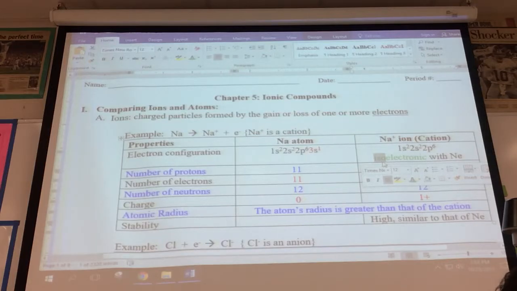Isoelectronic means the same electron configuration. So this is a sodium ion, and neon would have the same electron configuration. We're going to explore isoelectronic in a little more detail in a few minutes. Wait, what does it mean?